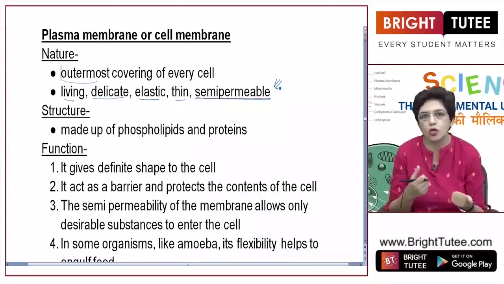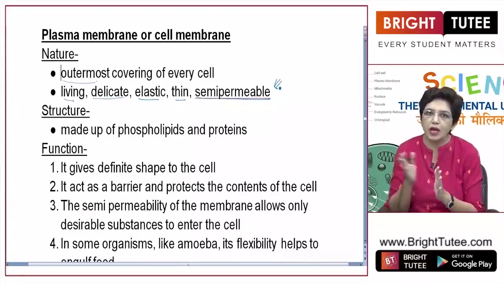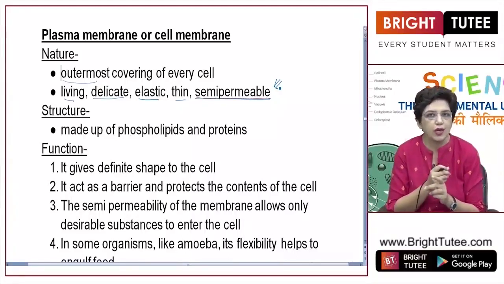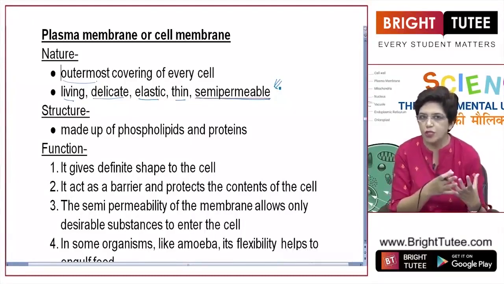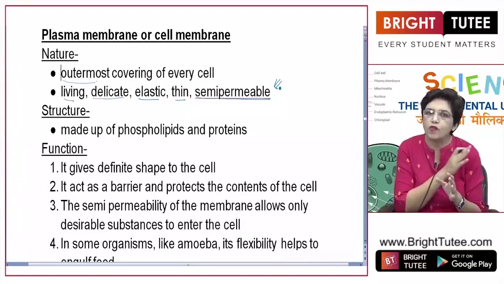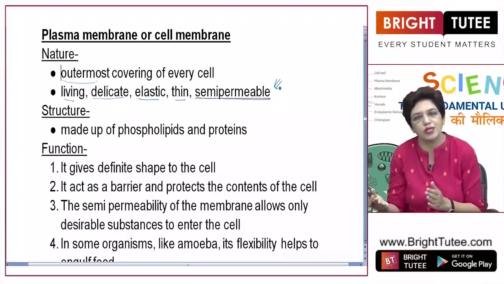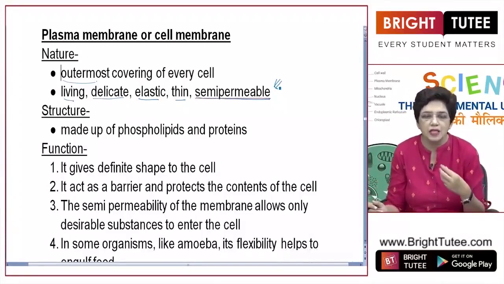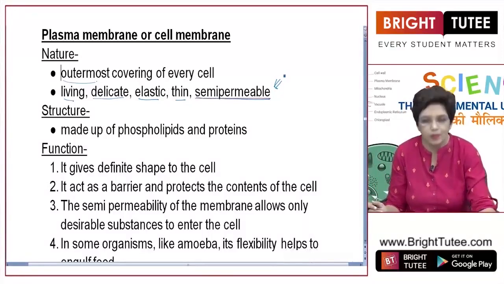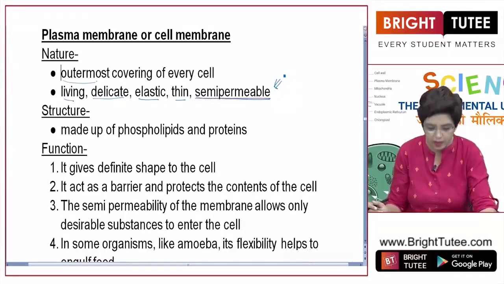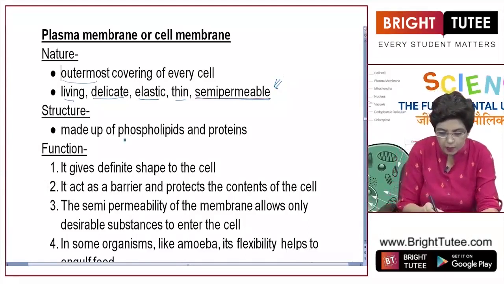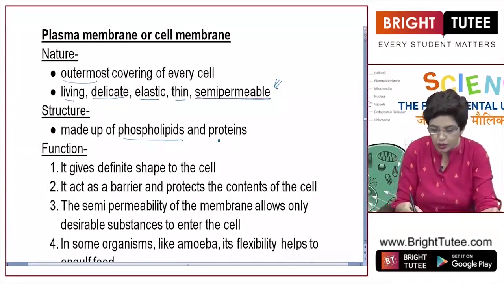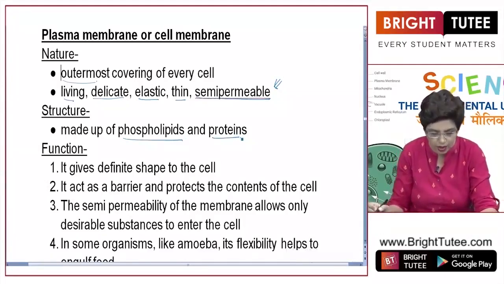Like a cell needs oxygen, so the cell membrane will allow the movement of oxygen. And carbon dioxide, which is a waste product, it will allow to move from inside to outside the cell. So this is the function of semi-permeability of the plasma membrane. Structure: it is made up of phospholipids, that is the fat molecules, and proteins, these two things.